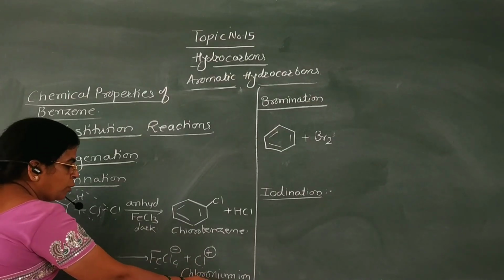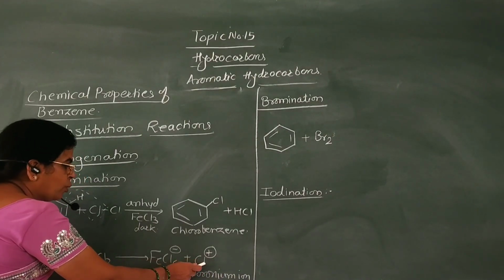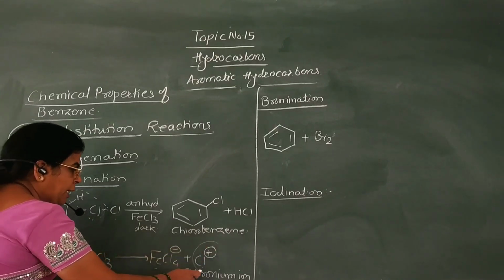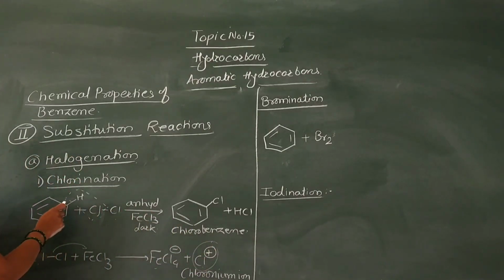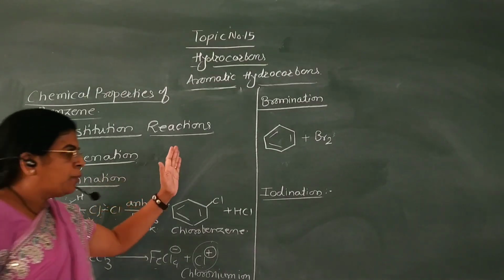It is called the chloronium ion, and this chloronium ion, the electrophile, replaces the hydrogen atom to form chlorobenzene. In this way, chlorination is carried out. Now we are going to see bromination.